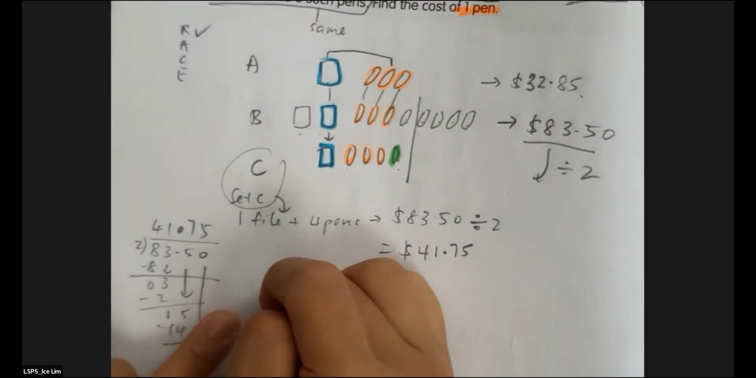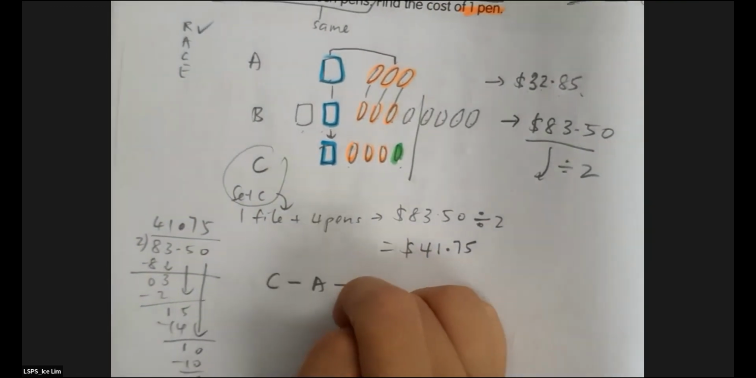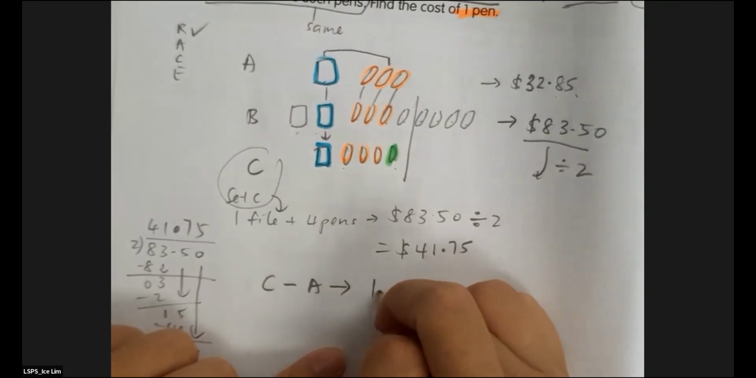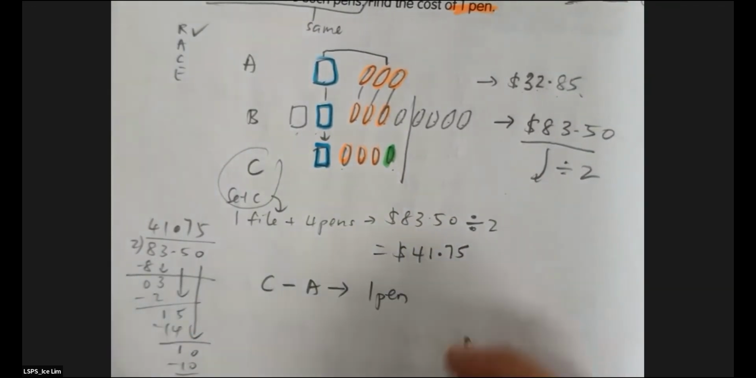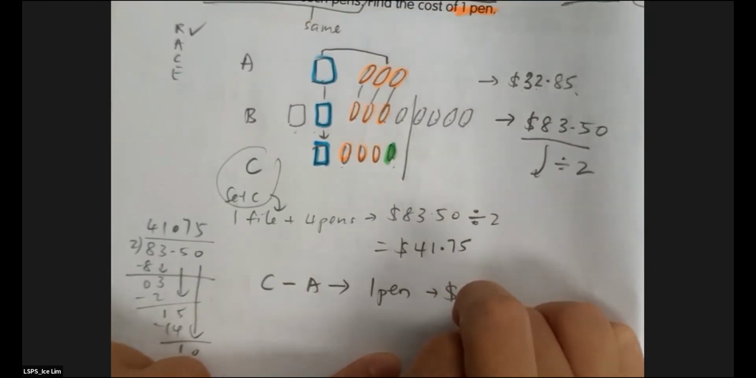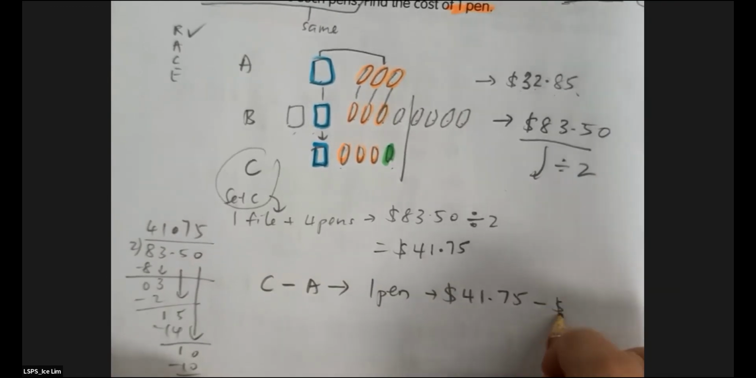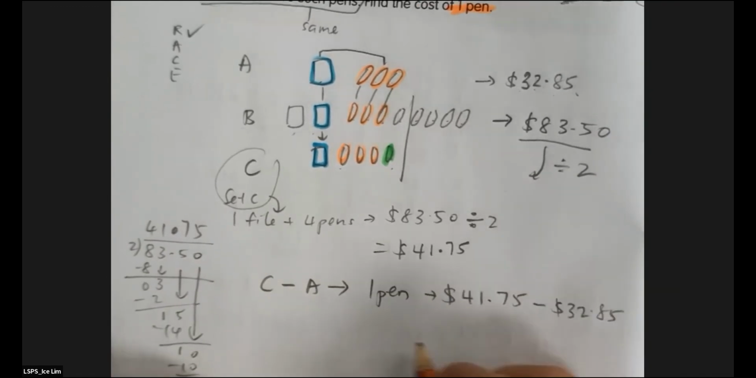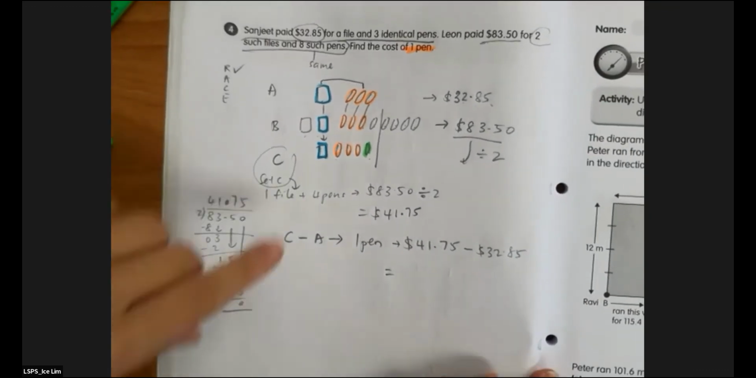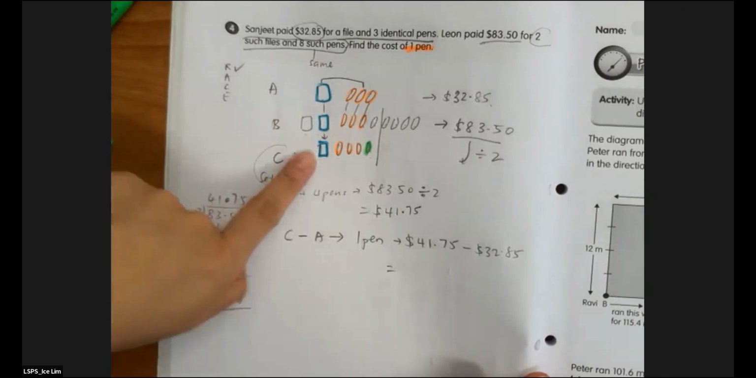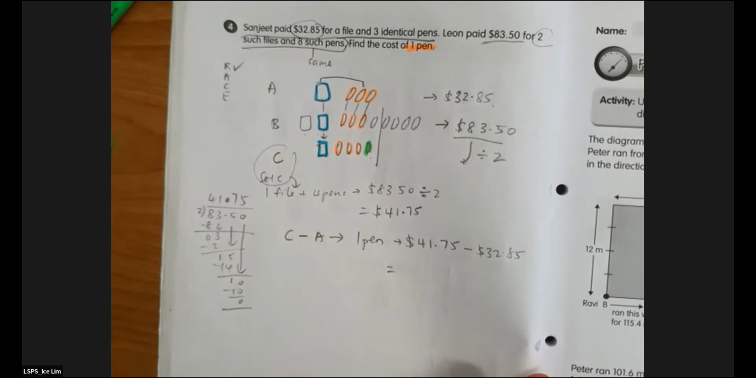If I use set C, subtract set A, what do I get? I get 1 pen. And that will be $41.75 minus $32.85. And I'll get the answer already. Can you see that? Using Travis' idea of dividing set B into 2, I actually solved this question in 2 steps.